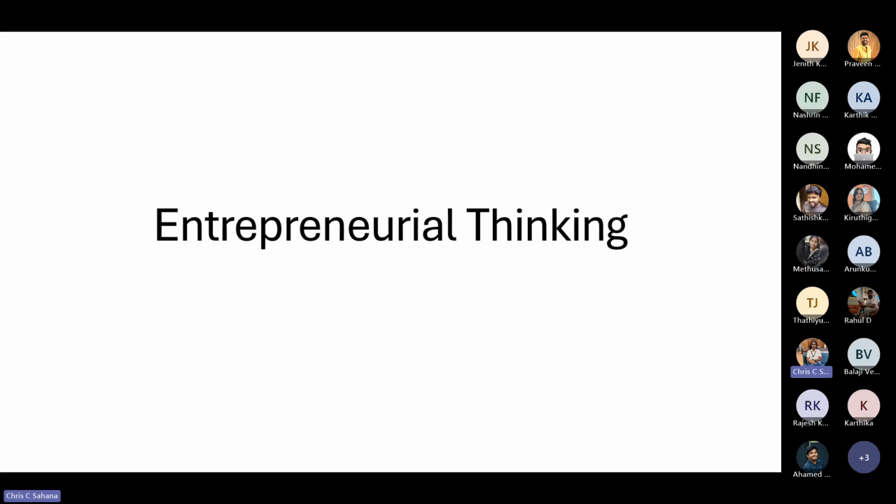So today's session is going to be about entrepreneurial thinking. When we say entrepreneur, it's common for us to link it with a business owner, a CEO or a founder. But my context here is not limited to that. It is to help each of us to inculcate entrepreneurial thinking at our workplace.